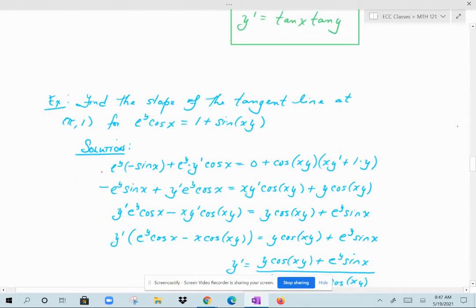So this is f g prime, so it's e to the y times the derivative of cosine, which is negative sine, plus f prime, which is e to the y times y prime, times g, which is cosine of x. Okay, so now we move on to the right side, and the derivative of 1 is 0, so that's what we have first. And then it's chain rule, so the derivative of sine is cosine of xy times the derivative of the inside, which is product rule. So that's x times y prime plus 1 times y. Okay, so now that's really the calculus part.